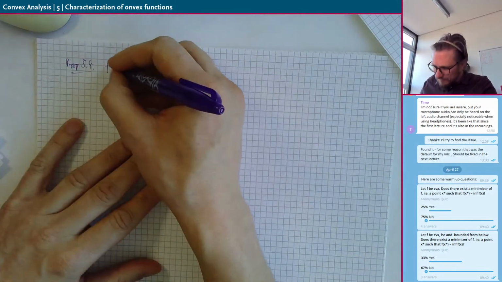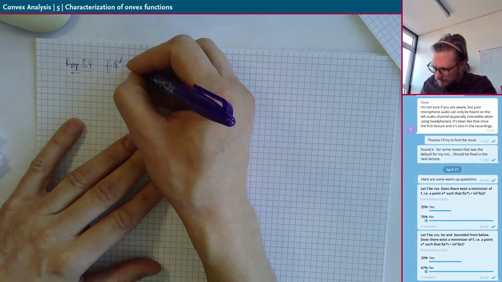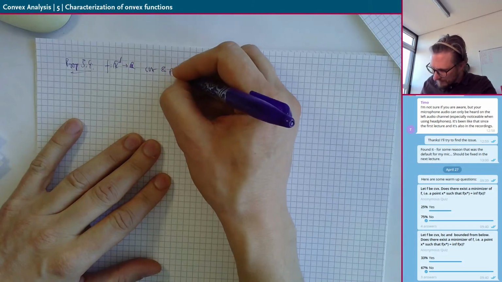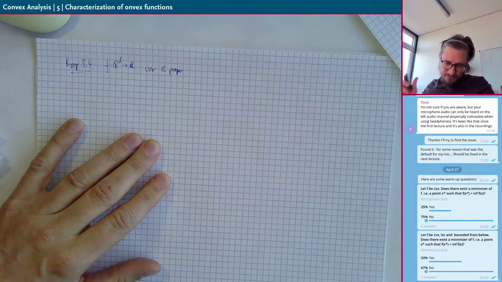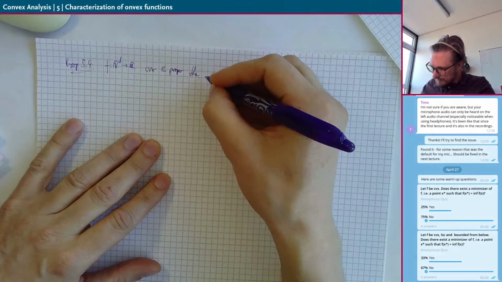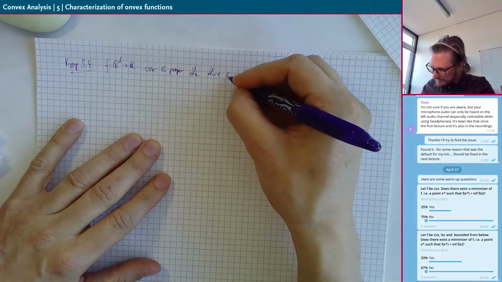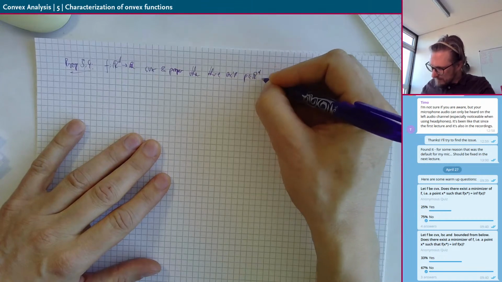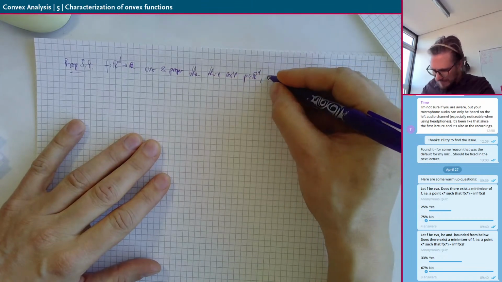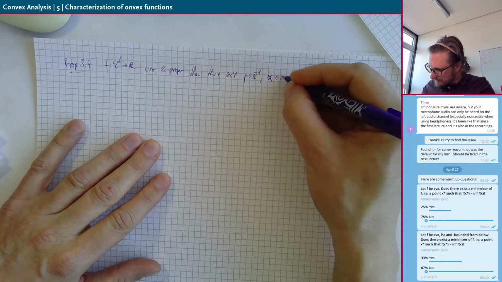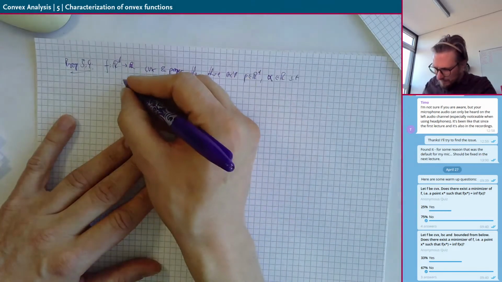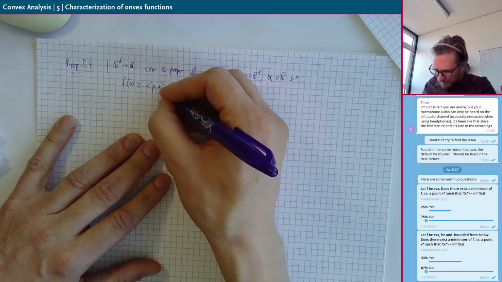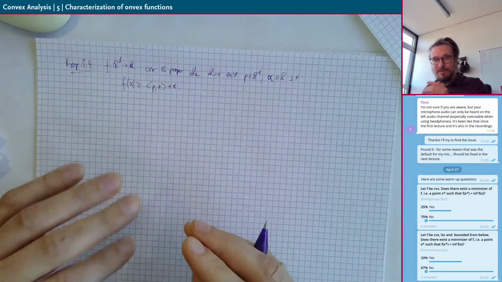So if f from R^d to R is convex and proper, meaning that there's at least one finite value, then there exists p in R^d and an offset, call it alpha in R, such that the convex function is bounded from below by an affine function, like this.